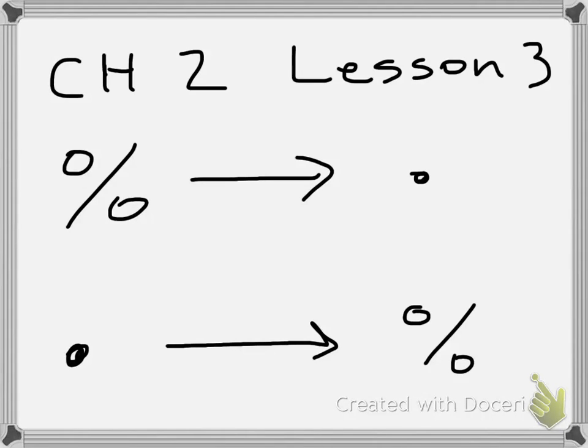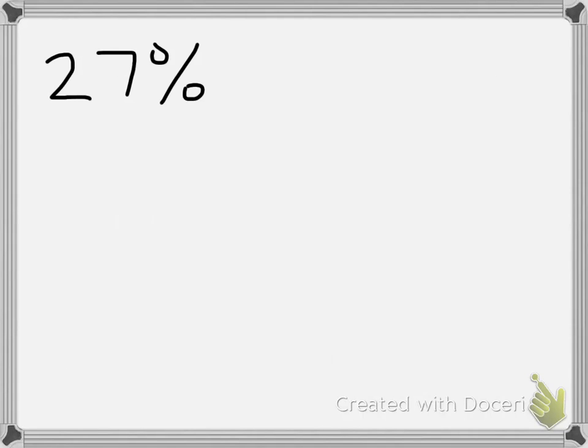Chapter 2, Lesson 3, we're going to learn how to change a percent to a decimal and a decimal to a percent. Like we learned in Lesson 2, a percent is always out of 100. So 27% is out of 100. The only thing we're going to do here is get rid of the percent sign.